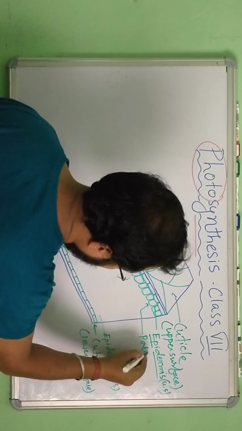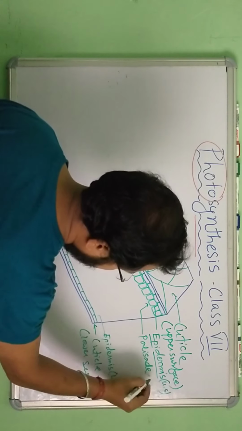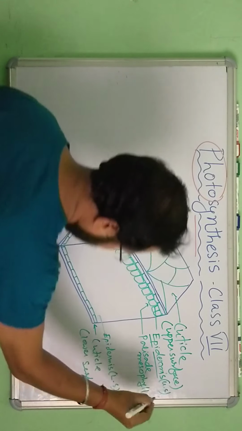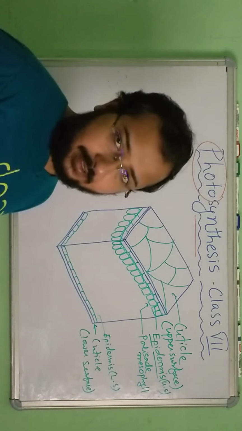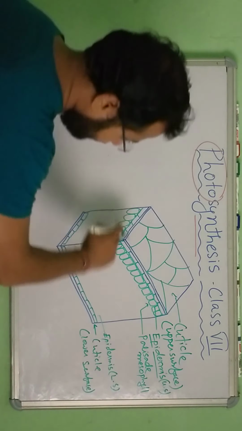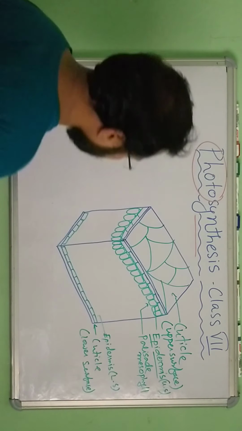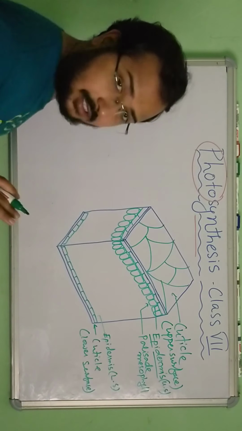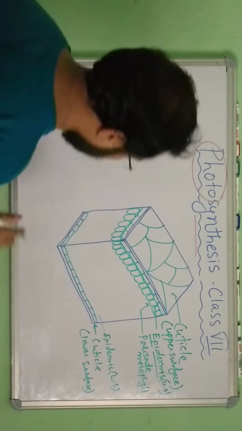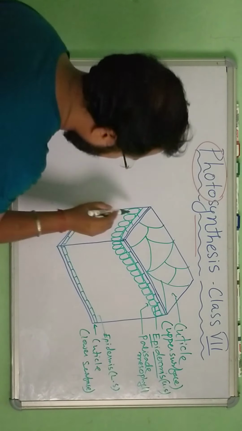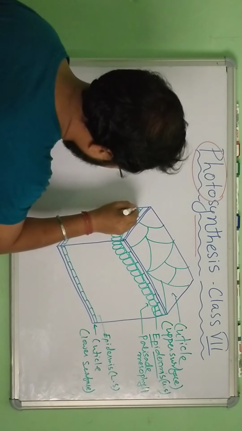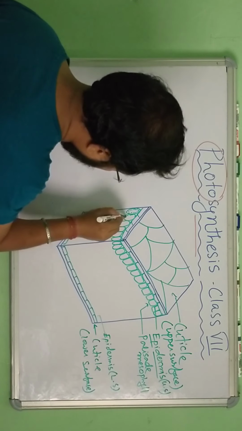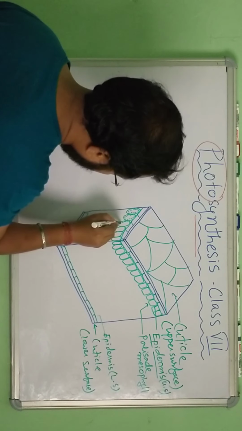So these are the palisade parenchyma, or palisade mesophyll, you can say. Palisade mesophyll cells. The arrangement is very compact. Now within these palisade cells, there are some more structures present. What are those? Let me first draw those. You can see I am drawing dotted structures. Let me draw first, then I will tell you what these are.